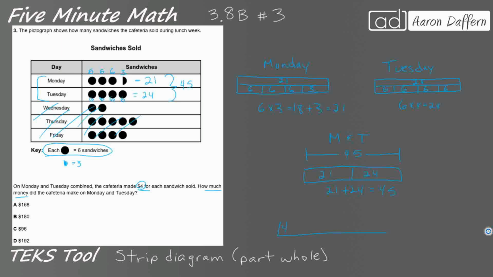So we can show it like this: $4 for 1, $4 for 2, $4 for 3, $4 for 4. We're going to go all the way, and I'm not going to draw all of them, it's just too many, but I'll say it's 45 times. So I'm going to do 45 times 4. And that is going to get me $180. And that's how much money we made.